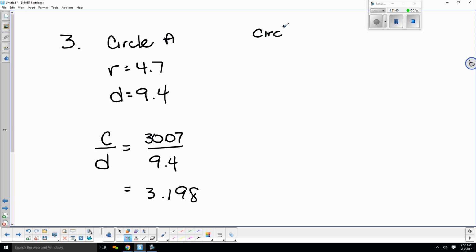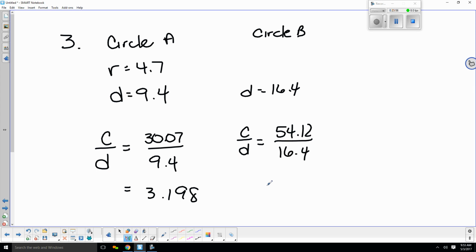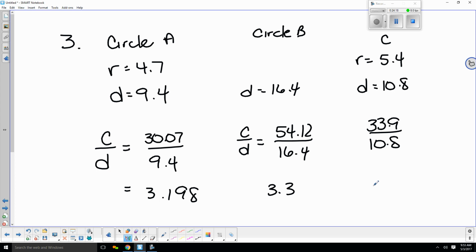Circle B. They already gave me the diameter. They said the diameter was 16.4. My circumference divided by diameter again. This circumference was 54.12. I'm going to divide it by the diameter, so somebody do that one. 3.3. Circle C. The radius was 5.4, so what's the diameter? 10.8, because you're just doubling that. Circumference, which was 33.9, and I'm going to divide it by 10.8. What do you get?